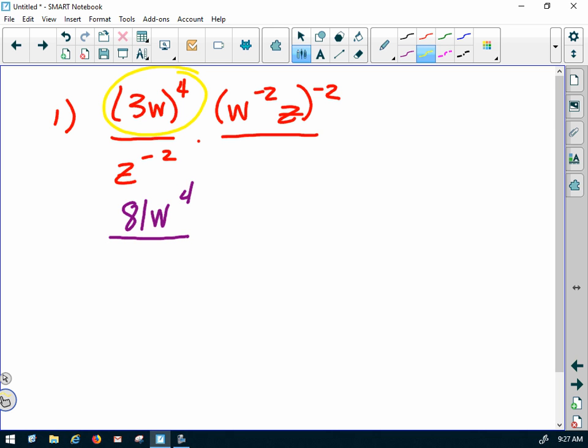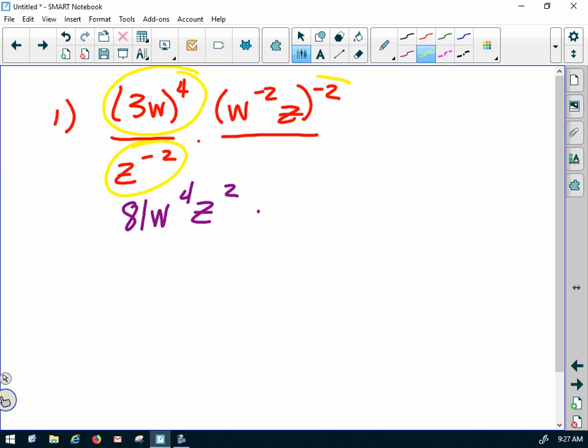Now we're going to look at this piece. Question. 3 to the fourth power. 3 times 3 times 3 times 3. 81. What about that z to the negative 2? If he's mad in the basement, he's going to go upstairs. So this is going to be times.